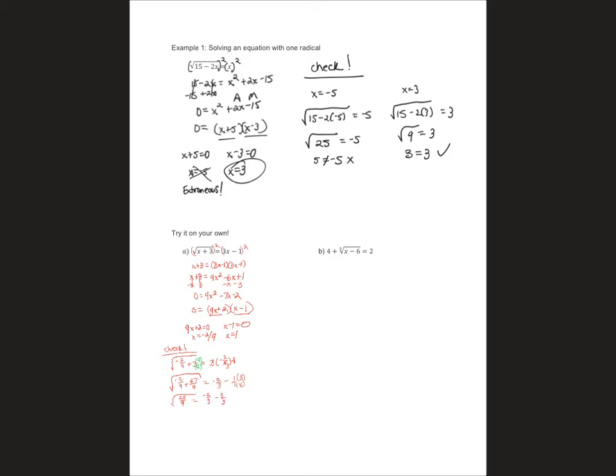Well, the square root of 25 over 9, square root of 25 is 5, square root of 9 is 3. On the right-hand side, negative 2 minus 3 is negative 5 over my denominator of 3. And you can see 5/3 does not equal negative 5/3. Those are not equivalent. So we get a false statement, which means x equals negative 2/9 is extraneous.